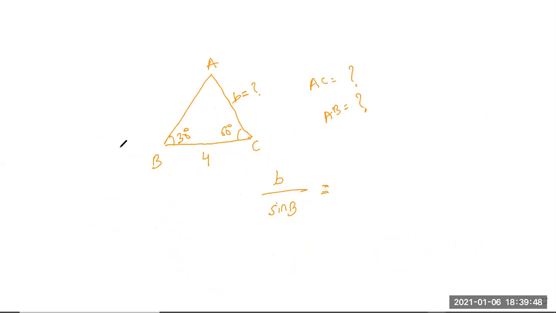So I have given only limited information. You use that. I gave this one as 4. You can take a by sine A, 4 by what is sine A? Sine A, we don't know. Sine B, we know is 30. Can you find A?